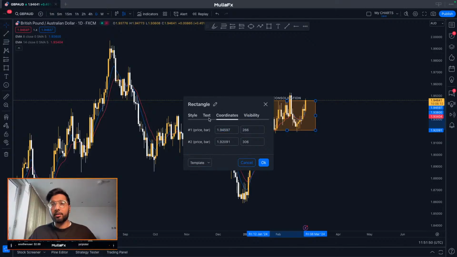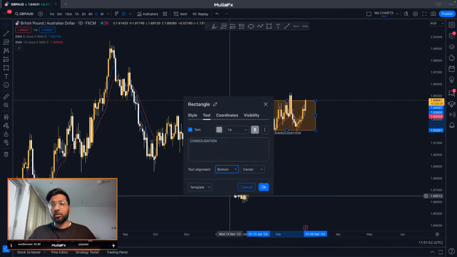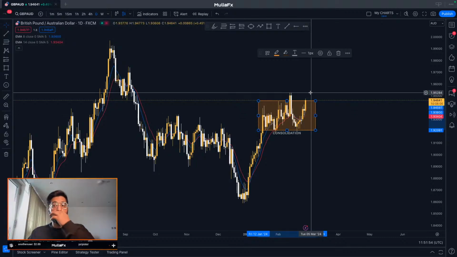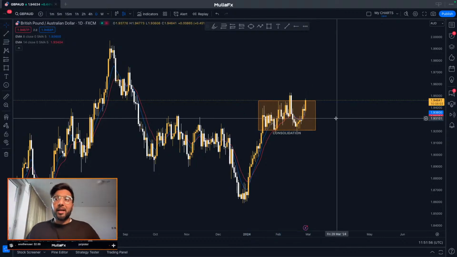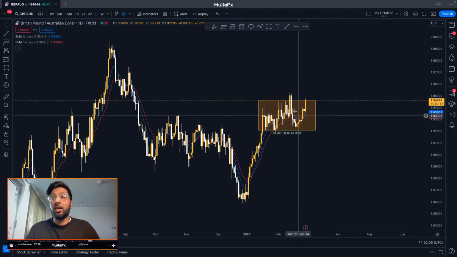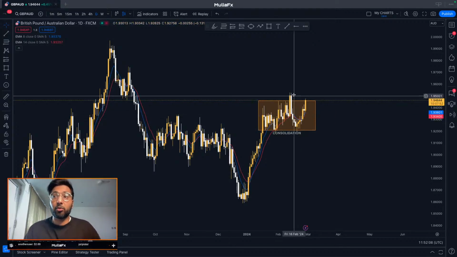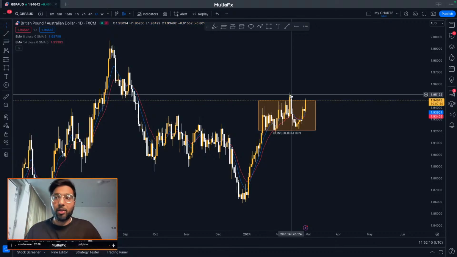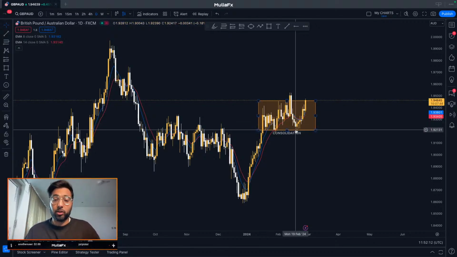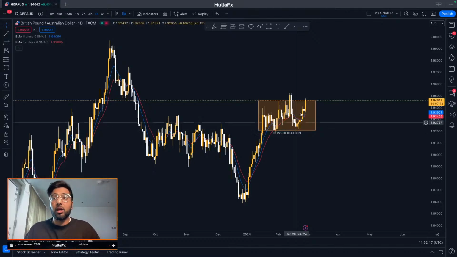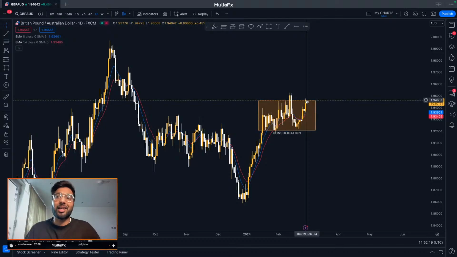If I just put the text at the bottom, because I'm expecting it to break out at the top. What I'm expecting, for me to place trades in this currency pair, the first thing I want to do is see a breakout in this. Now, we did see on the 14th of February some sort of breakout, but then price ended up crashing down back to the bottom of that consolidation box. So for me, that indicates that price is very weak at that point. So I don't want to place any trades around this area just yet. I want to wait until there's a clear break.